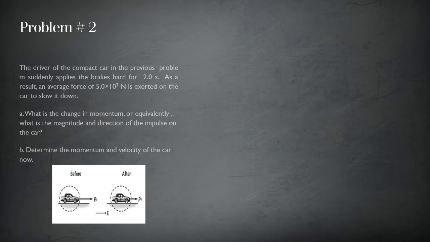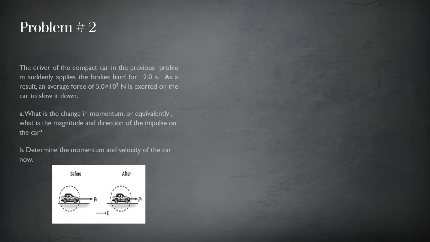Problem number 2. The driver of the compact car in the previous problem suddenly applies the brakes hard for 2 seconds. As a result, an average force of 5.0 × 10^3 newtons is exerted on the car to slow it down. For letter A, what is the change in momentum, or equivalently, what is the magnitude and direction of the impulse on the car?